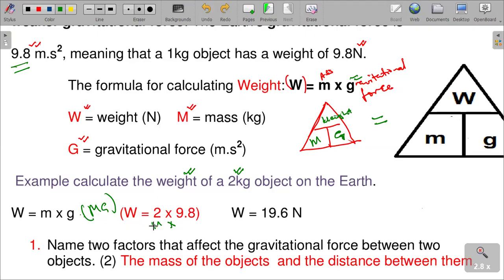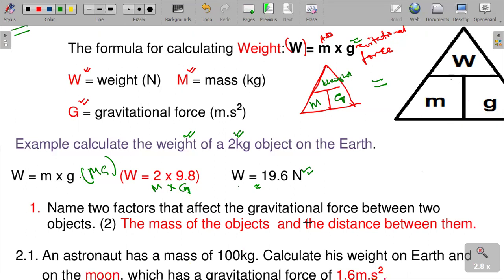So our m is 2 kg, and our g is 9.8, which is given. So W is equal to 9.8 times 2, we get 19.6. This is what is happening in that question.